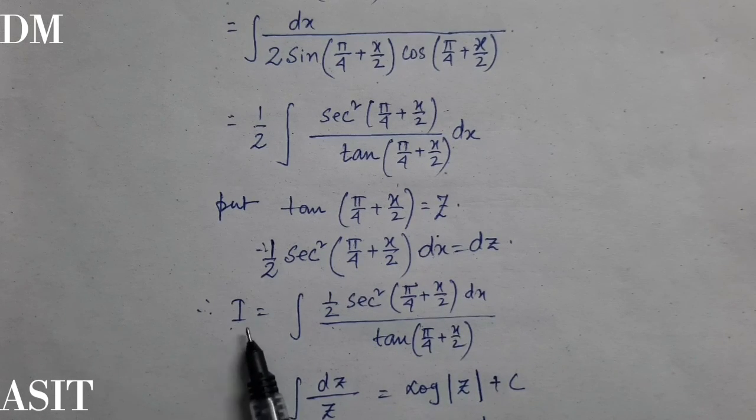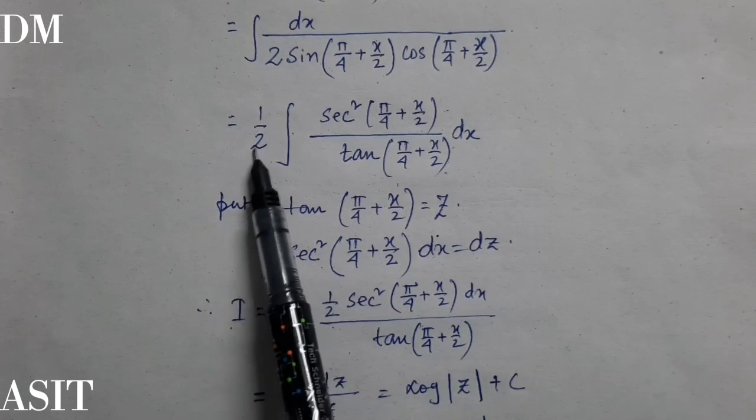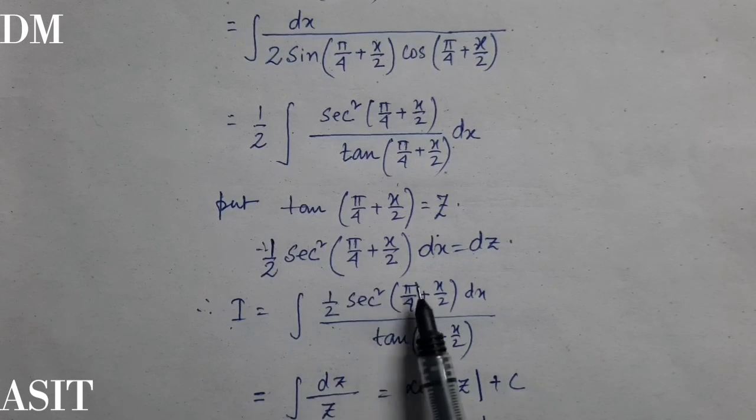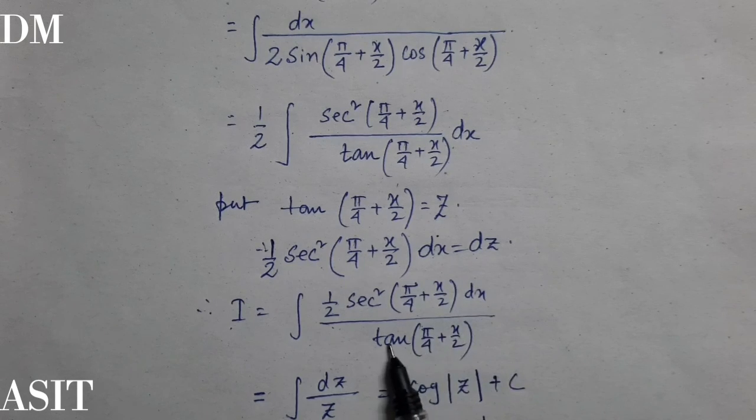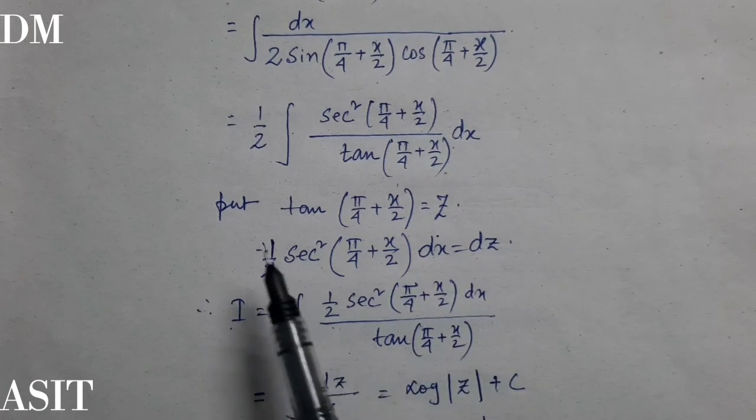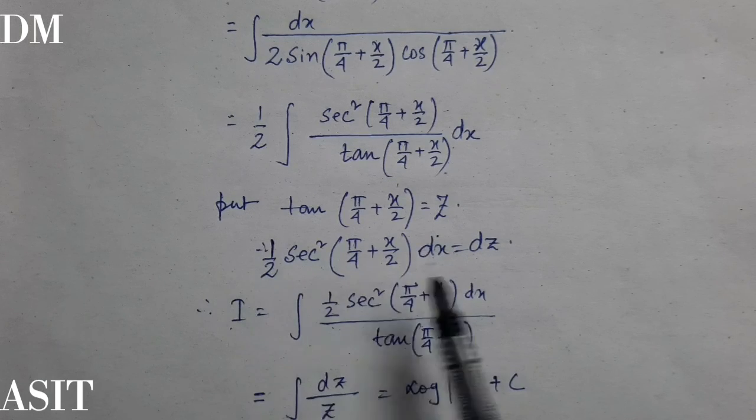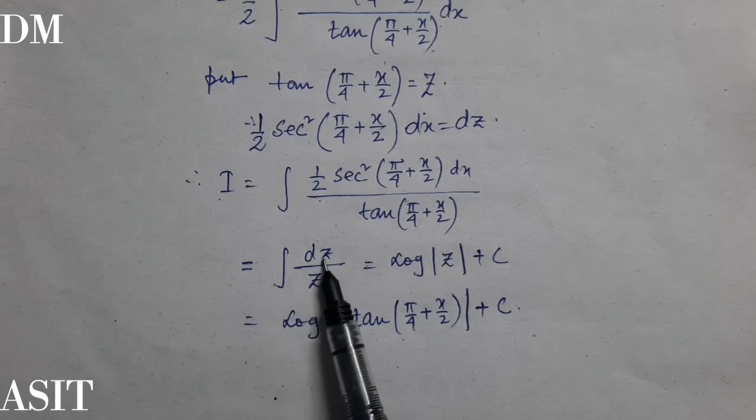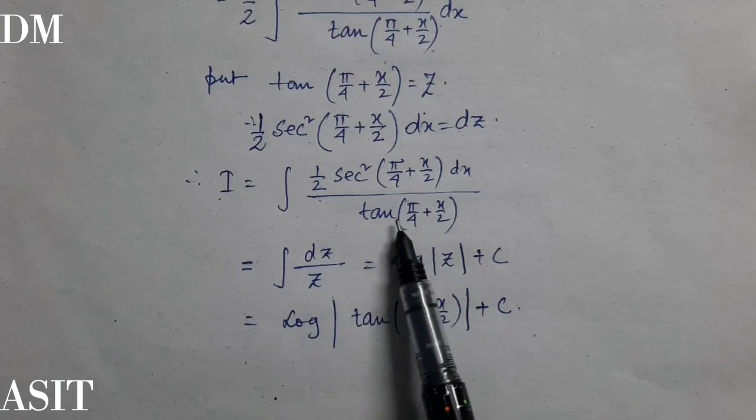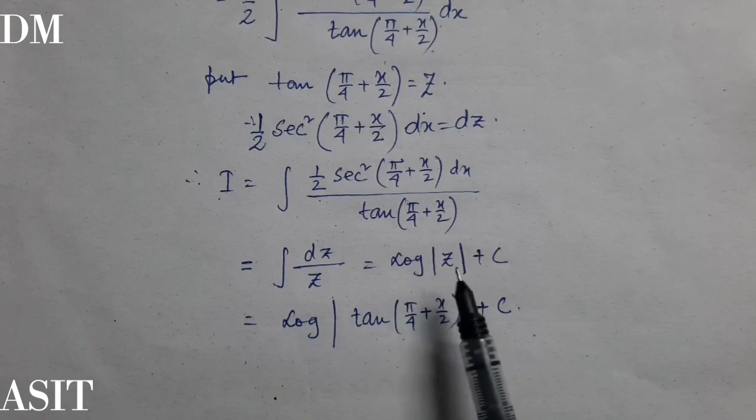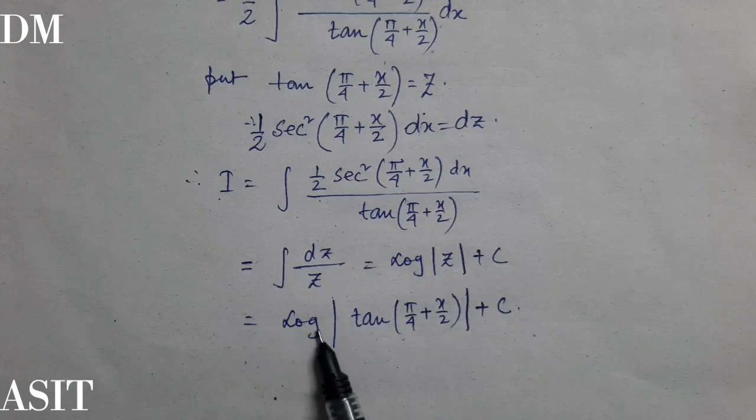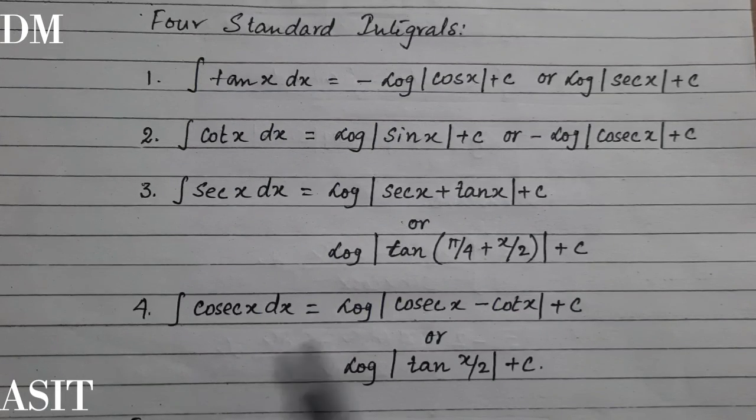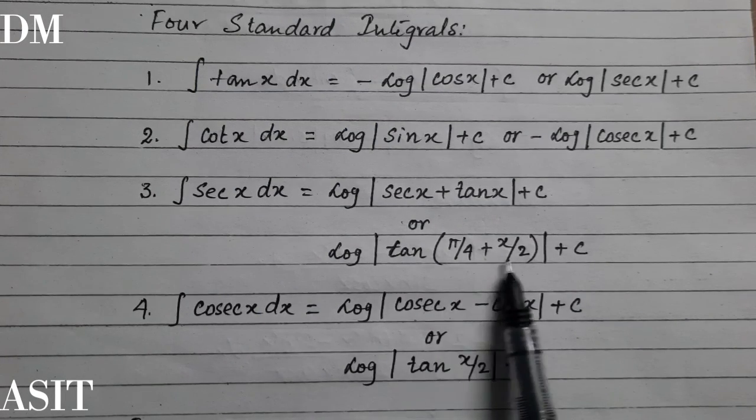Now the integration will become, this half is outside this integration, we can put that half inside. So we can write half into secant square pi by 4 plus x by 2 dx by tan pi by 4 plus x by 2. This thing will become dz, so we can write dz here. So dz by z, this is z. We know this is log of mod z plus c. Hence we can write log of mod tan pi by 4 plus x by 2 plus c. So we got the proof of the second result.